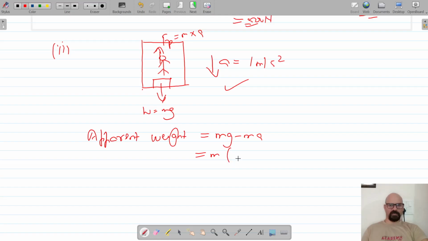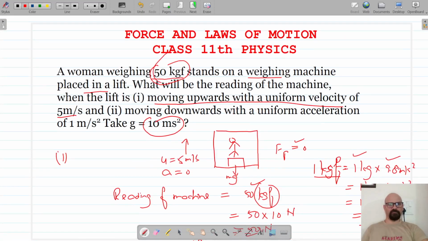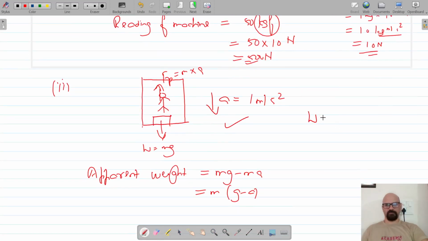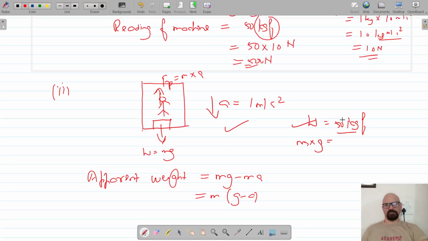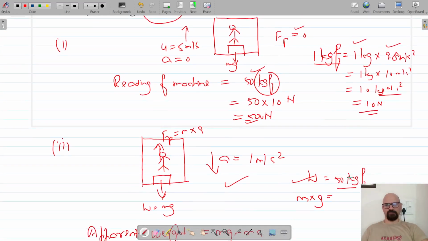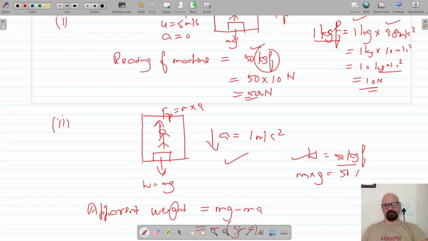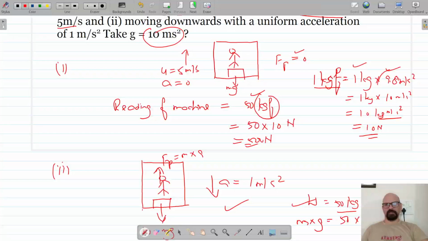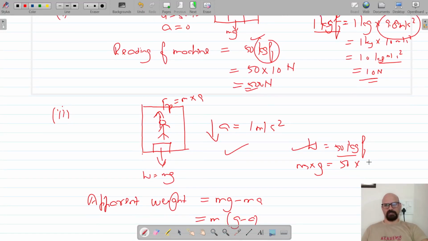So apparent weight is equal to mg minus ma, where m is the mass. Now how do we find the mass? It's given that the weight is 50 kgf, and weight is m into g, where m is the mass. So 50 kgf should be equal to m into g, which is 50 into g. So g and g get cancelled, and the mass is 50 kg.